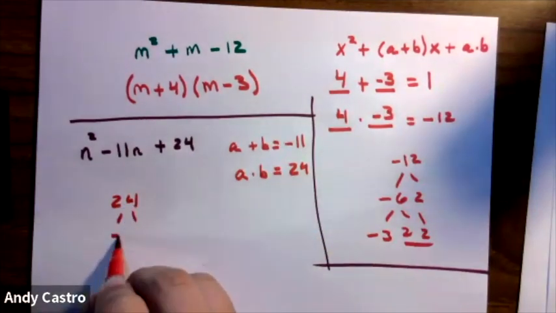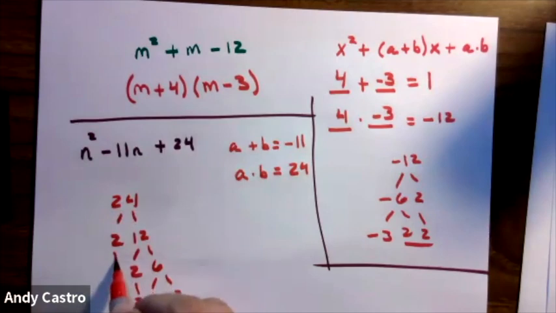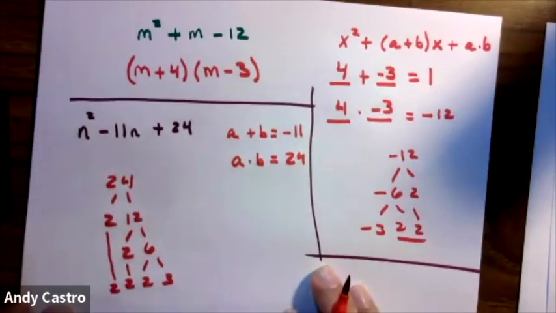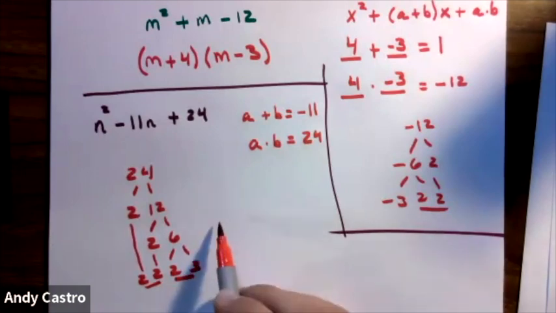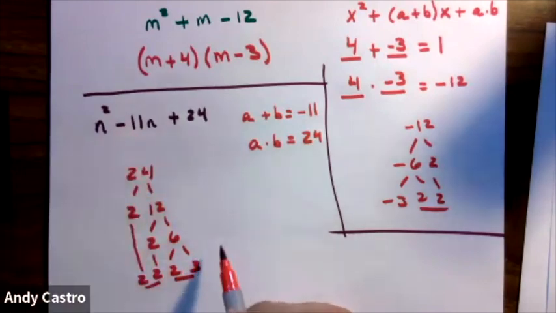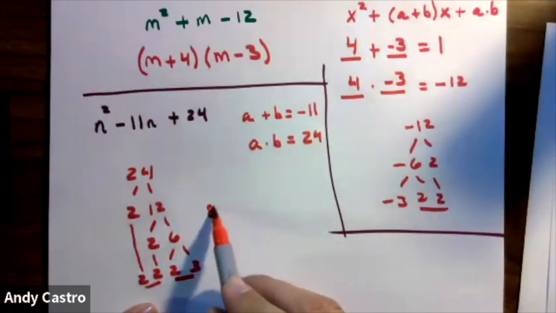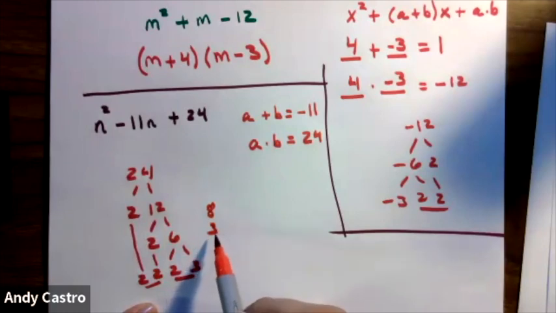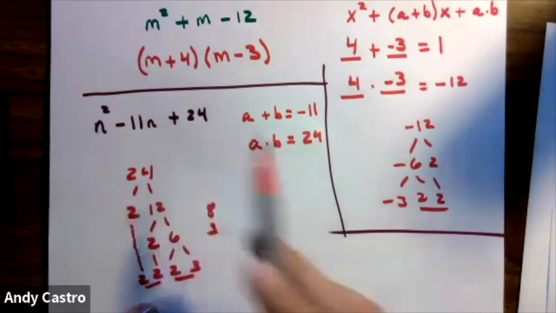So 24 is 2 and 12. 12 is 2 and 6. 6 is 2 and 3. All right. So I've got 4 and 6. And 4 and 6, I really can't combine to get 11. I can do 4 times 2 is 8. 8 and 3. Okay, I can add 8 and 3 and get 11. I can multiply 8 and 3 and get 24. So I think I'm close.